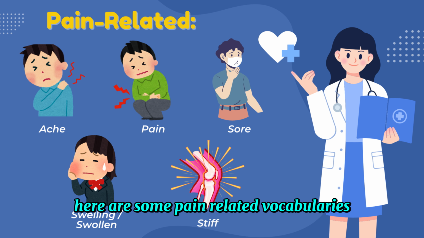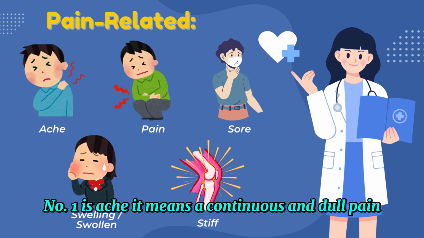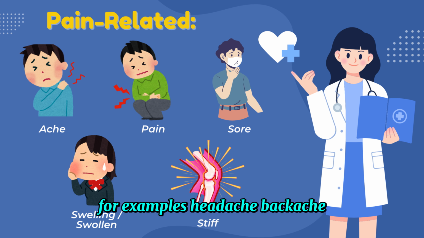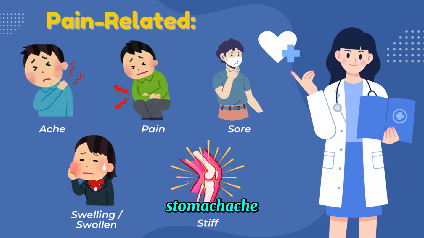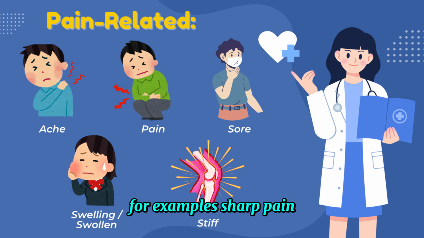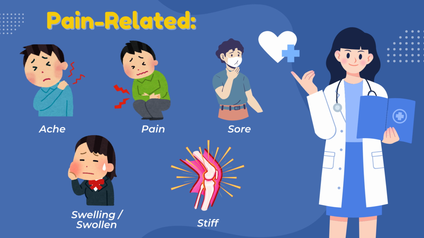Here are some pain-related vocabularies. Number 1 is ache. It means a continuous and dull pain. For example, headache, backache, stomachache. 2, pain. It means more intense, specific discomfort. For example, sharp pain, throbbing pain, dull pain.